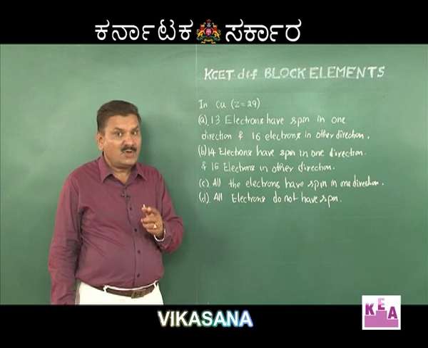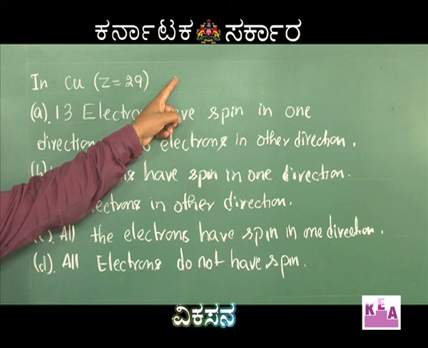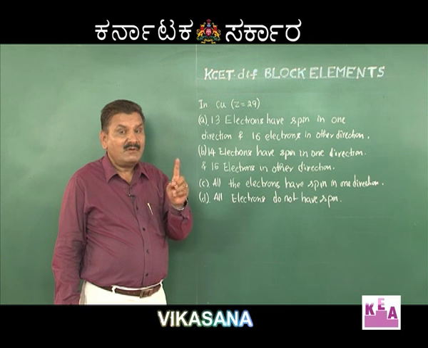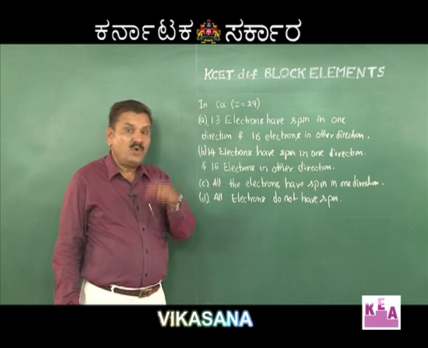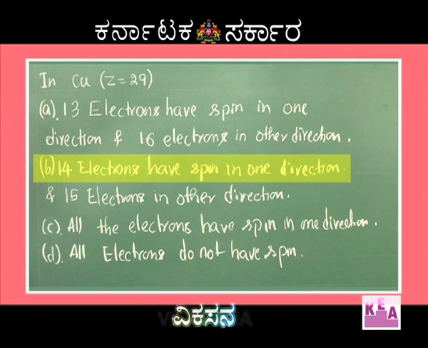But we have one more electron here, 3d10 4s1. That's an unpaired electron. It has clockwise direction. Therefore, 15 electrons have one direction, 14 electrons have the other direction. Accordingly, the correct option is option B, 14 electrons have spin in one direction and 15 electrons in the other direction. So copper with atomic number 29 has 14 electrons in one direction and 15 electrons in the other direction.